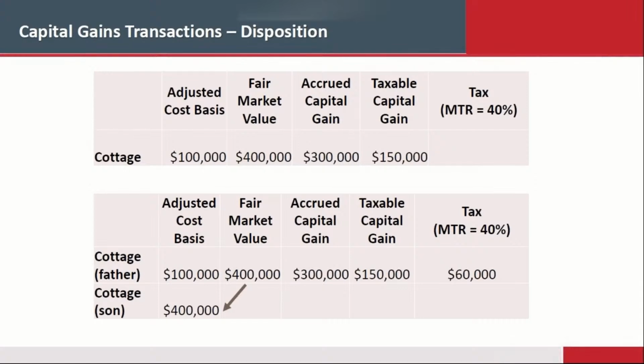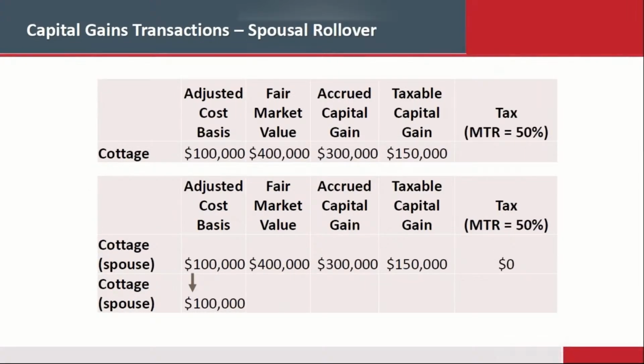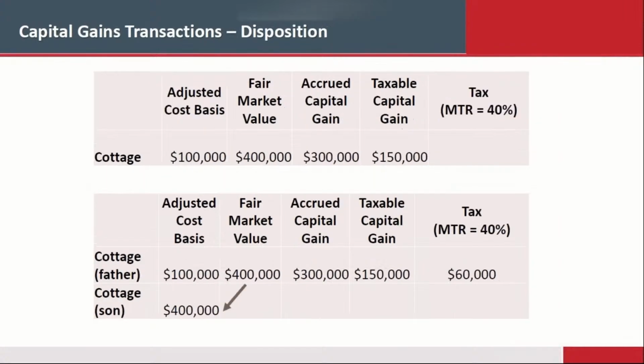So when you're actually doing that, let me just go back to my previous slide there. You're going to end up paying $60,000 in tax. In other words, 40% of $150,000 is $60,000.